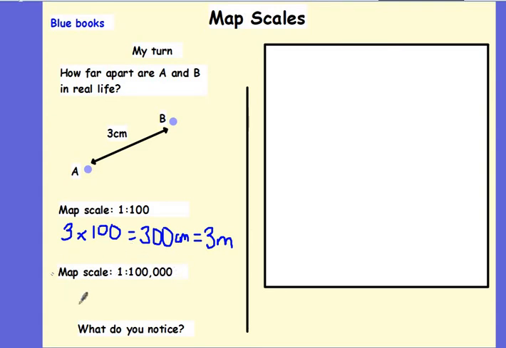Underneath, I've said, what if the map scale was 1 to 100,000? In exactly the same way, we've got 3 times 100,000. So in real life, they're 300,000 centimetres apart.